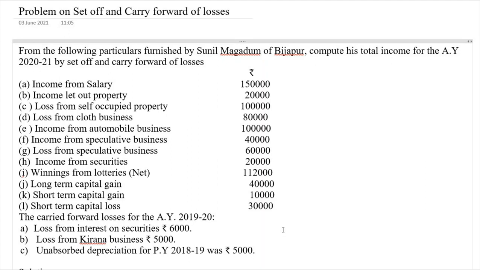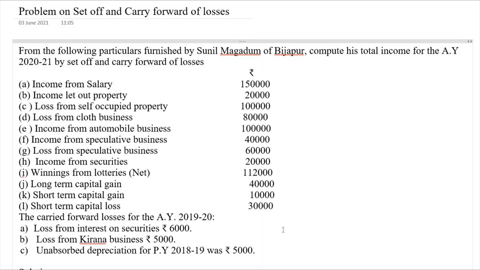Then we have got a loss from cloth business, and we have got income from automobile business. So the loss from cloth business can be adjusted against income from automobile business. So still there will be income of rupees 20,000, which is from the automobile business. And there is an income from speculative business 40,000, whereas we have got loss from speculative business 60,000. So this can be adjusted, but there will be still remaining loss from speculation of rupees 20,000, which can be carried forward.